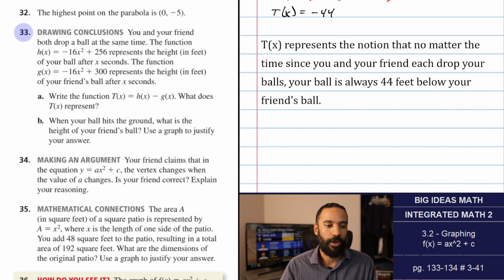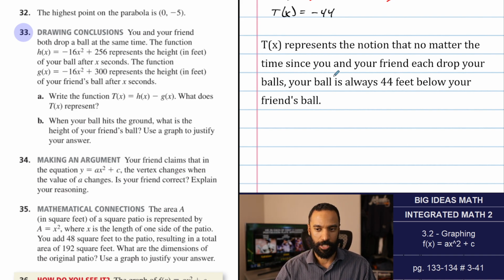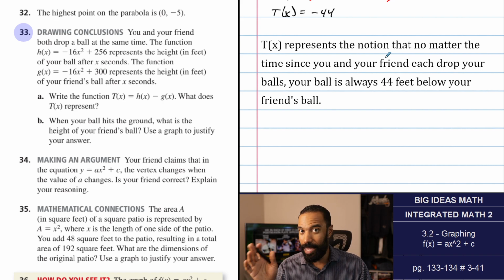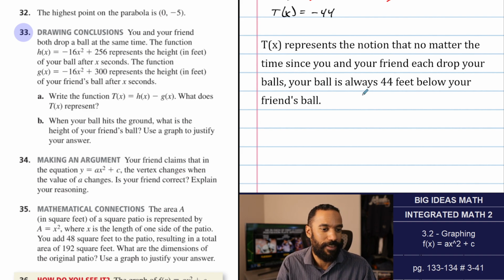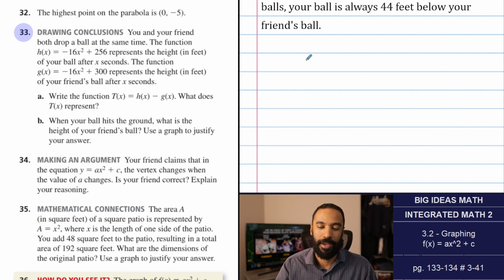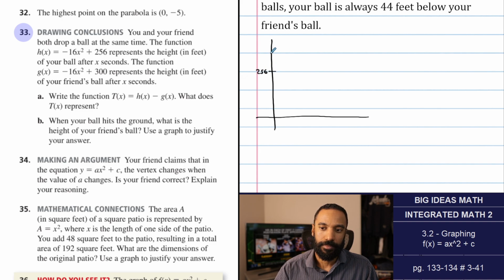When your ball hits the ground, what is the height of your friend's ball? Use a graph to justify your answer. When my ball hits the ground, my friend's ball is 44 feet above it. Use a graph to justify it. I'm not going to use a scaled graph. But my ball and my friend's ball, let's see, maybe like that or something.